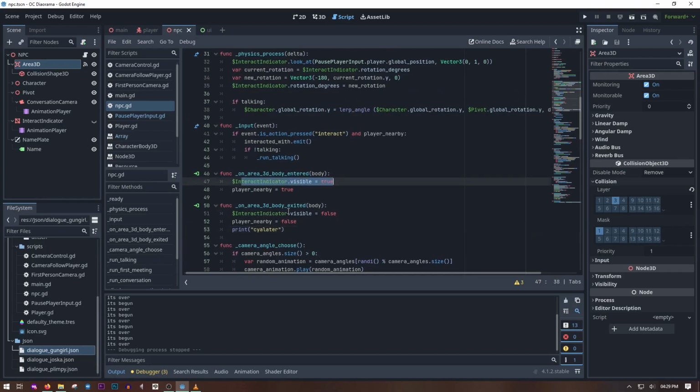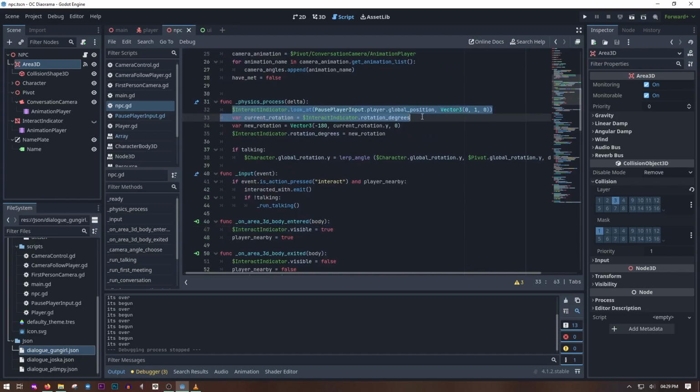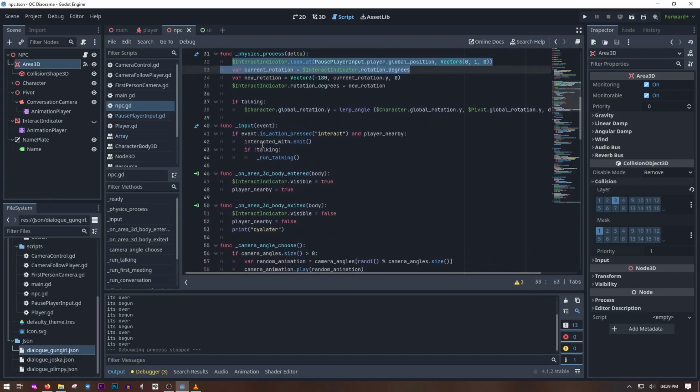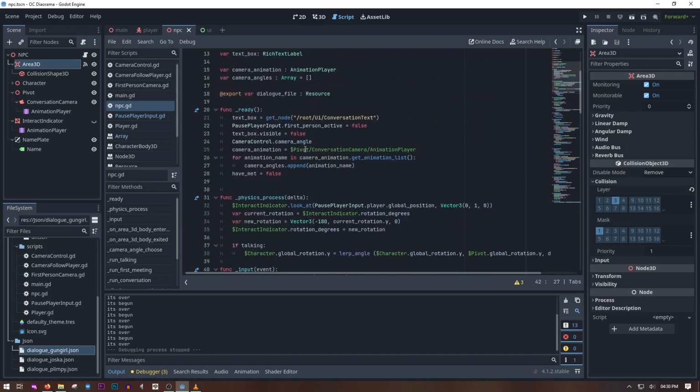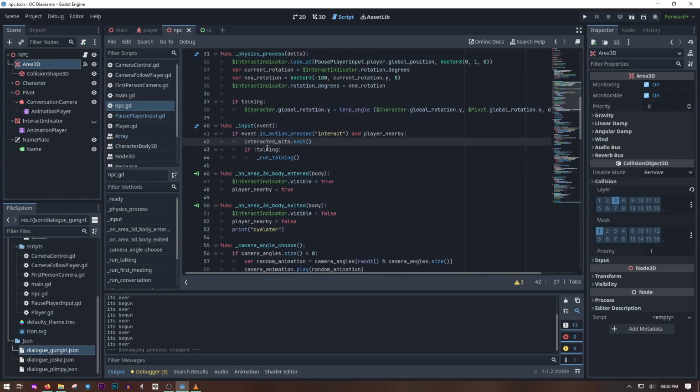Yeah, interact indicator visible for true and false. Doesn't matter. Well, actually, I do care about the visible true and false. It's just the looking at the player I don't like. So if input is action pressed, interact, and the player is nearby, interacted with emit. So that's the signal at the top, interacted with. And if it's not talking currently, run talking. So that means if I'm nearby the player and I press the interact button again, it won't do this multiple times. It will only do it if I'm not talking and run talking.